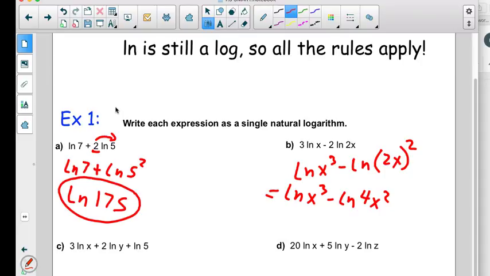And since subtraction is the opposite of addition, which was multiplication, we use division. So this is going to look like one big fraction. x to the 3rd over 4x squared. That's a 2.